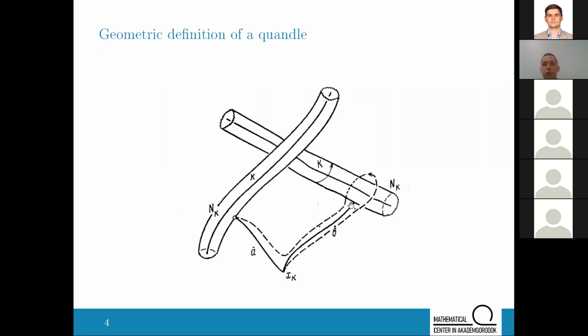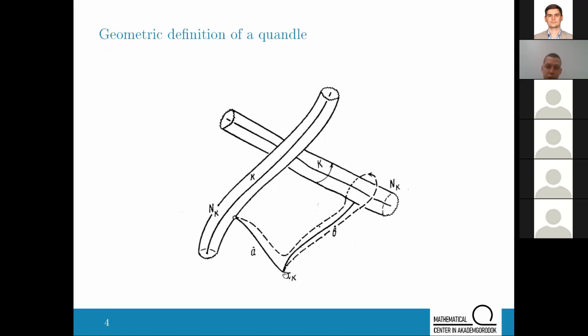If you want to find a product, if you want to find B star A, you need first to go along path B, then go around the tubular neighborhood, come back to the base point, and then go along the second path.